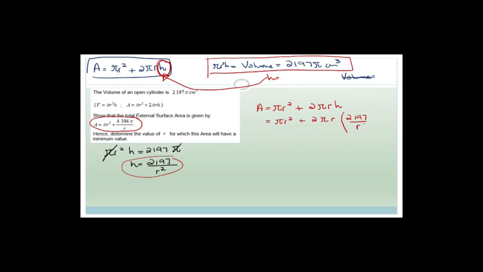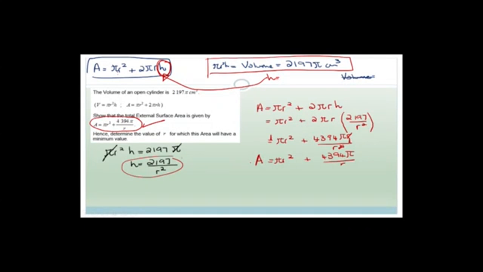2197 over r squared, okay, which becomes pi r squared plus 2 times 7 is 14, carry 1. 2 9s are 18, that's 9, carry 1. 2 1s are 2 plus 1 is 3, 2 2s are 4. Okay, 4394 pi r over r squared. So the squared cancels with that, and you're left with pi r squared plus 4394 pi over r. Hallelujah. That's what they asked us to work out.